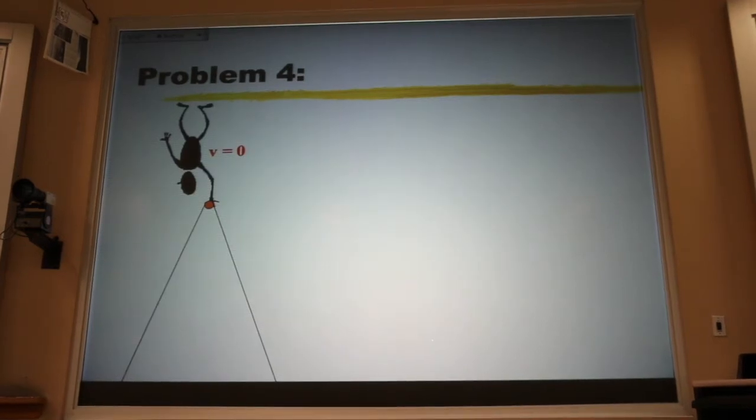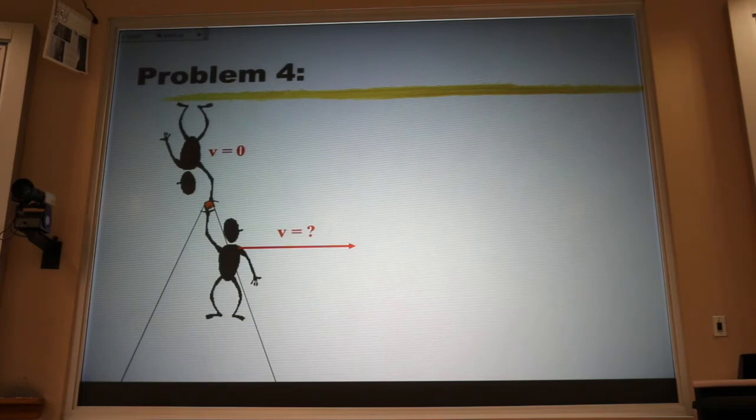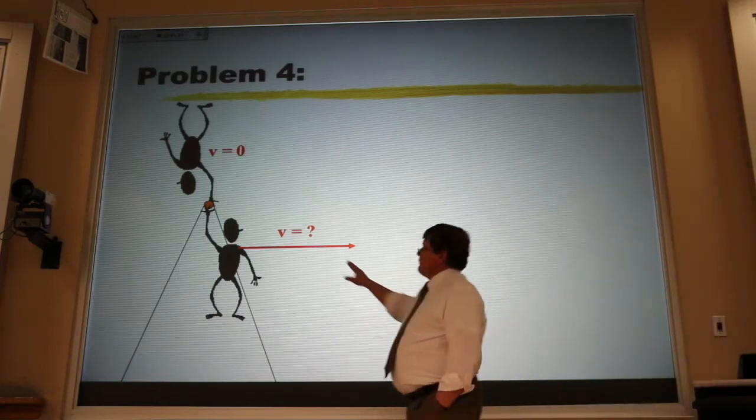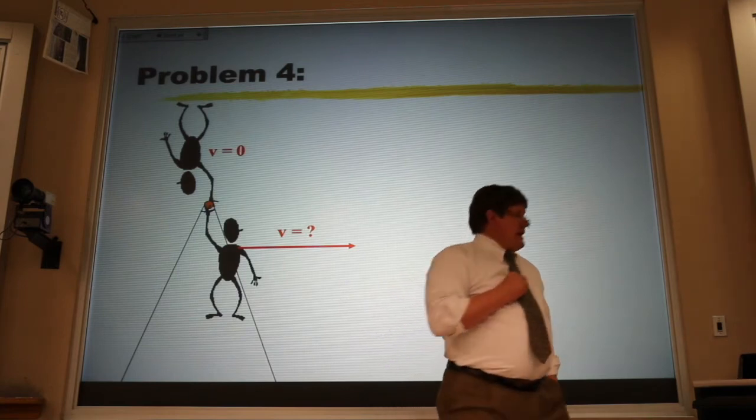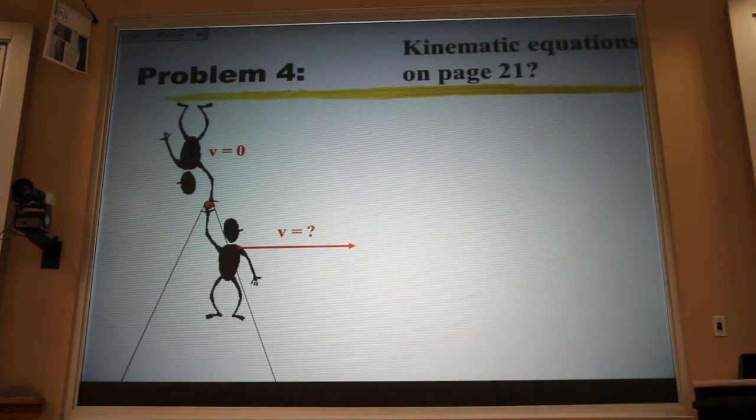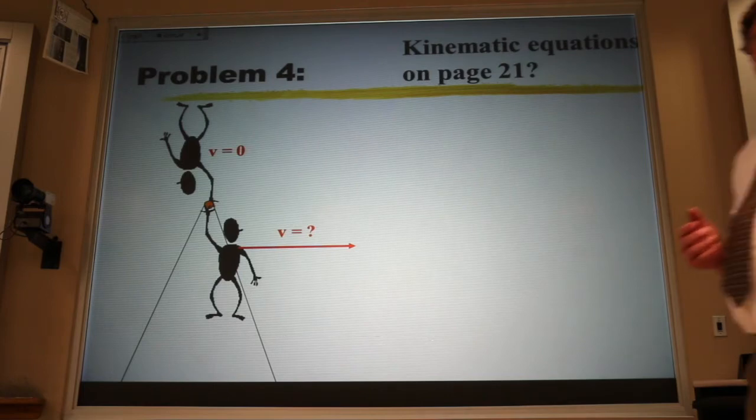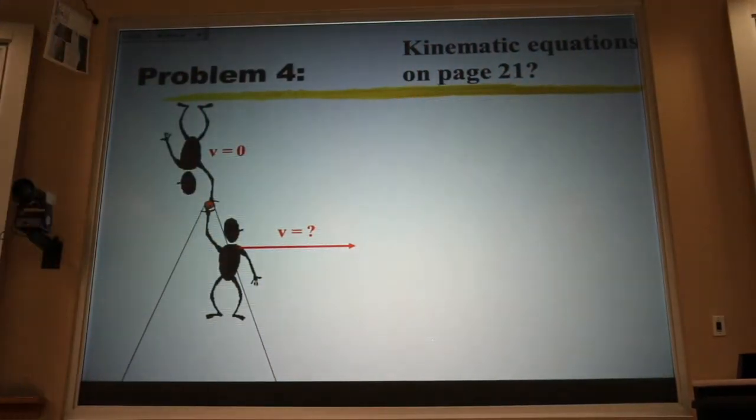Let's look at this problem, one of your homework problems, problem 4. In this problem, we have a gymnast that is doing one of these grand loop-de-loops. And as he goes around, he pauses at the top for dramatic effect and then comes zipping down, and we want to know how fast he's going when he gets to the bottom. Now, the first question we ask is, can we use those kinematic equations on page 21? No or heck no? Heck no. The acceleration's not constant at all. So we have to use energy.